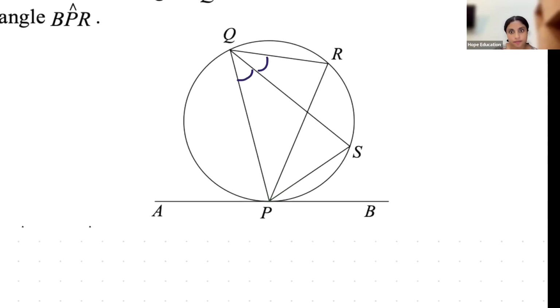PS is a chord here. BPS is the angle it makes with the chord. BPS is the angle that this chord makes with the tangent. That should be equal to the angle subtended by this chord in the alternate segment. What is the angle subtended by this chord in the alternate segment? That is this.